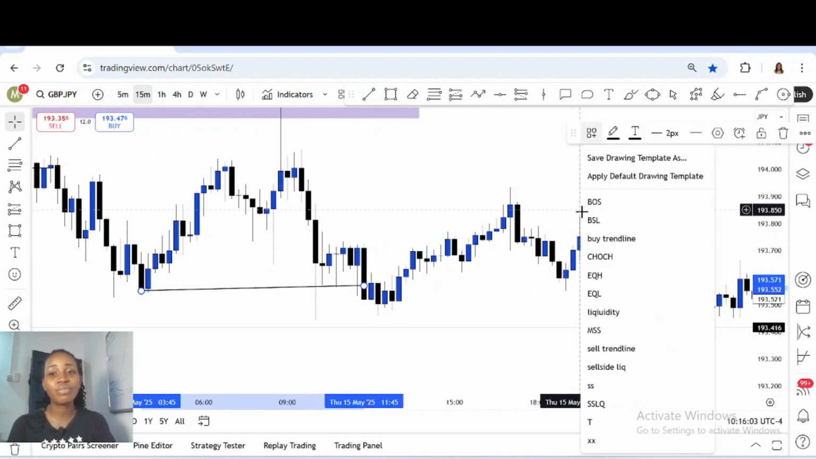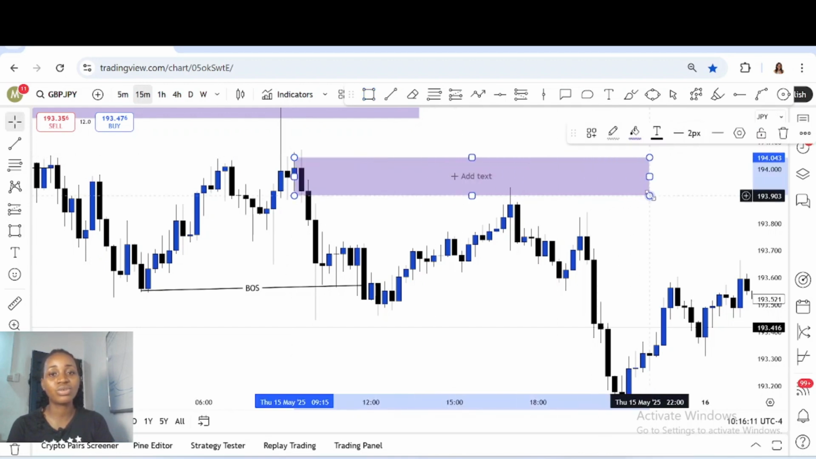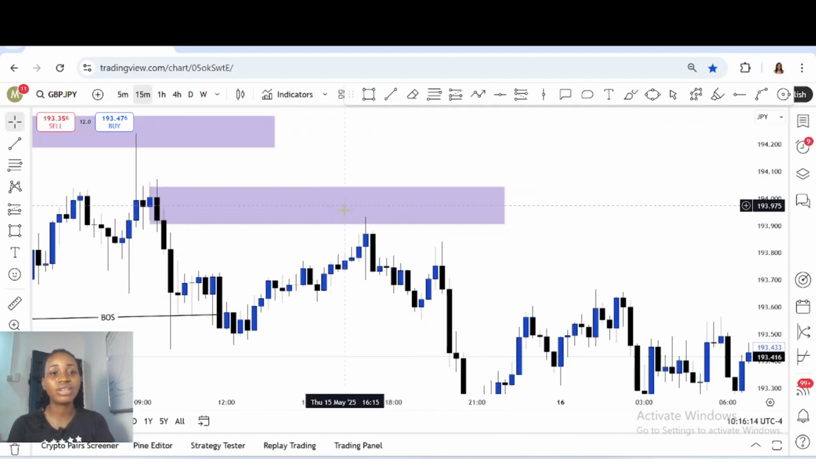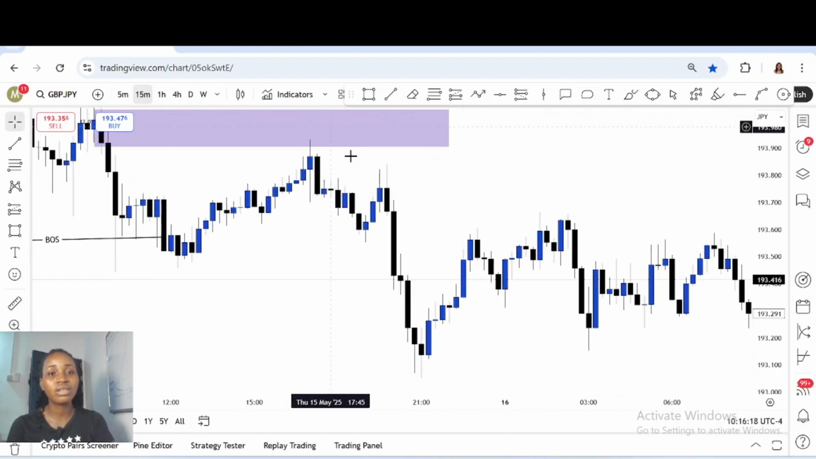So here we have a break of structure. And where is the origin of this break of structure? This is the origin. After identifying a break of structure, the next thing is to identify the origin. You can see here that price traded into this origin before making its way down, right? This should have been an opportunity to pick an entry.